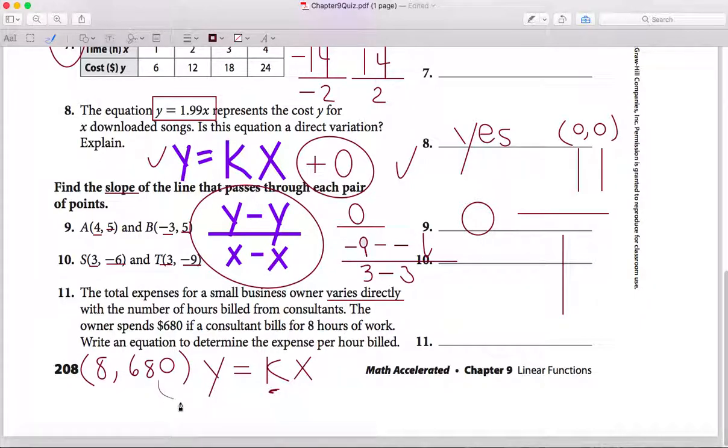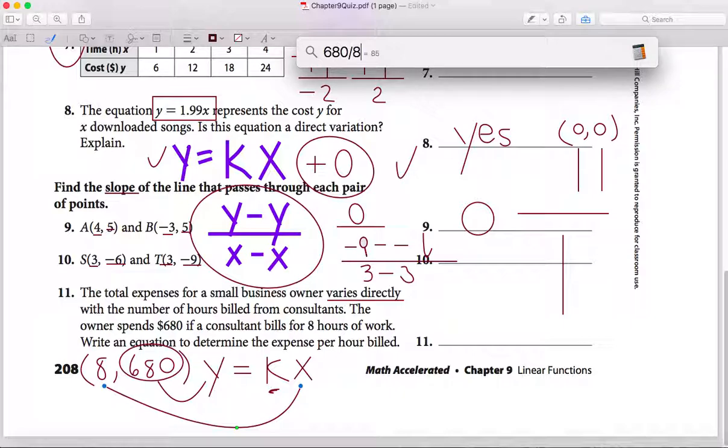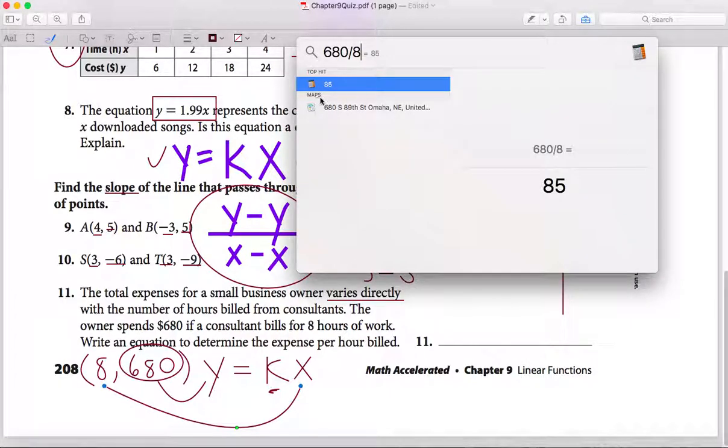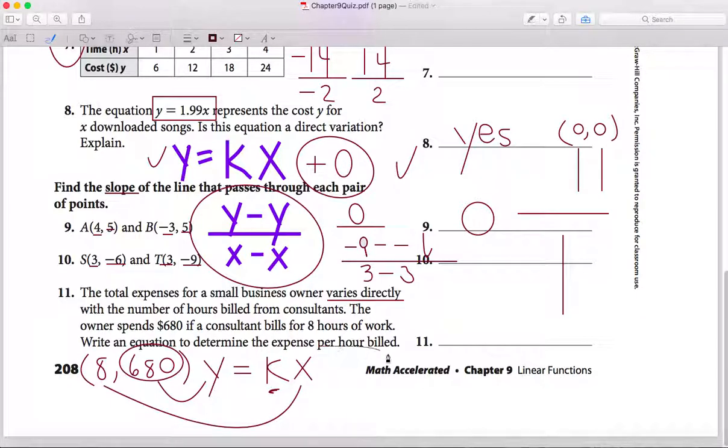Okay, so if you plug in 680 for y and 8 for x, how would you find the constant? Well, you would take 680 divided by 8. Okay, so if I take 680 divided by 8, I get 85, which means that my small business owner charges $85 an hour. So the final equation for determining the amount that you have to pay for X number of hours would be y equals kx, and in this case the constant is $85.